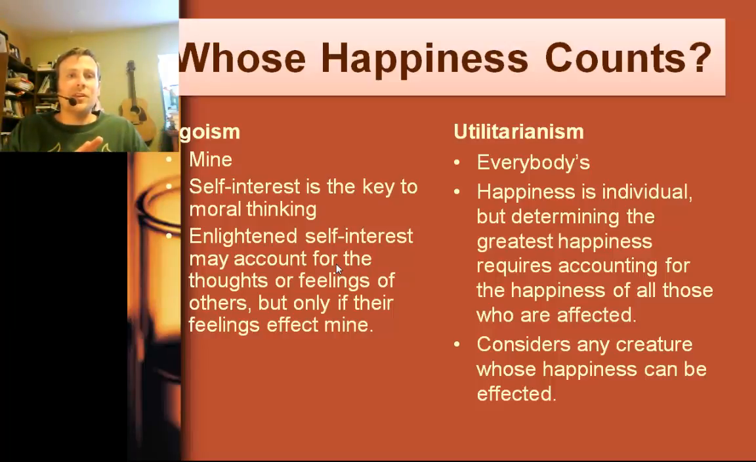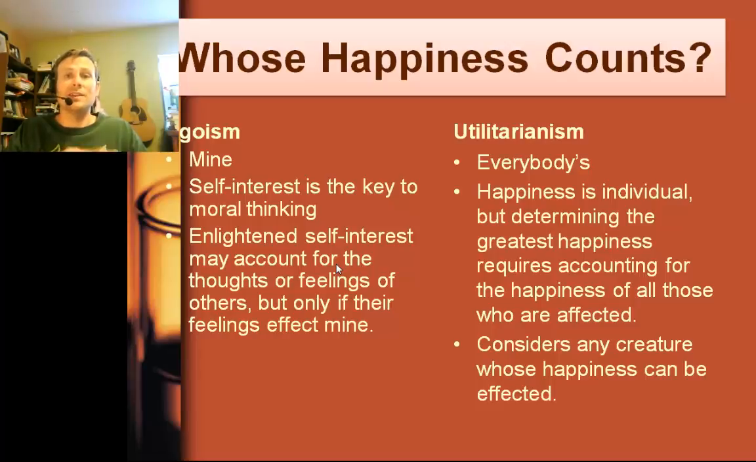On the moral theory of egoism, it's only my happiness that counts. For the egoist, self-interest is the key to moral decision-making. Sometimes this can involve the feelings of others, but only as they affect the person making the choice. Right? On the egoist view, doing the right thing, that is, being a good person, is only a matter of looking after your own self-interest. Ayn Rand advocates this view of moral reasoning.